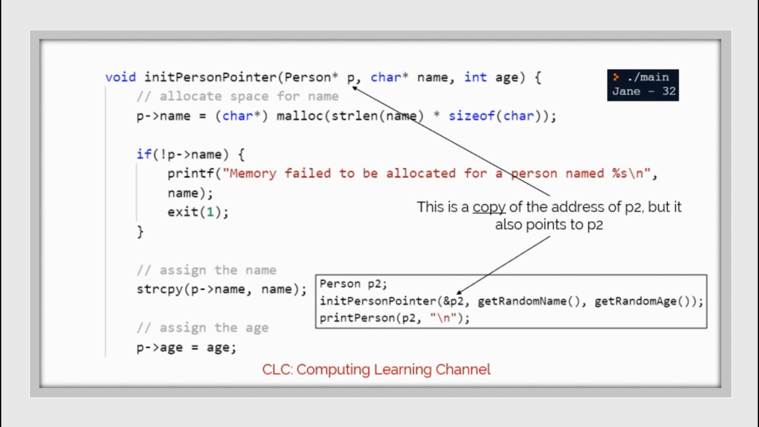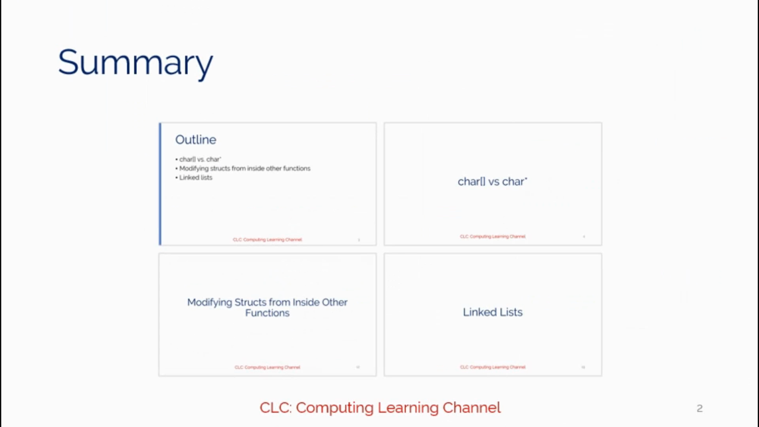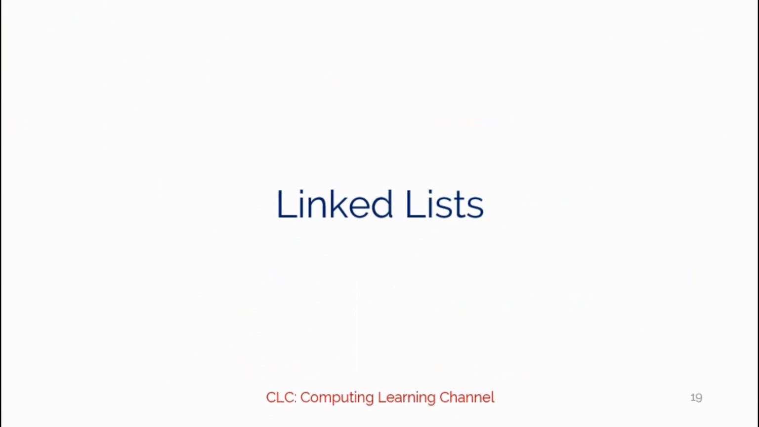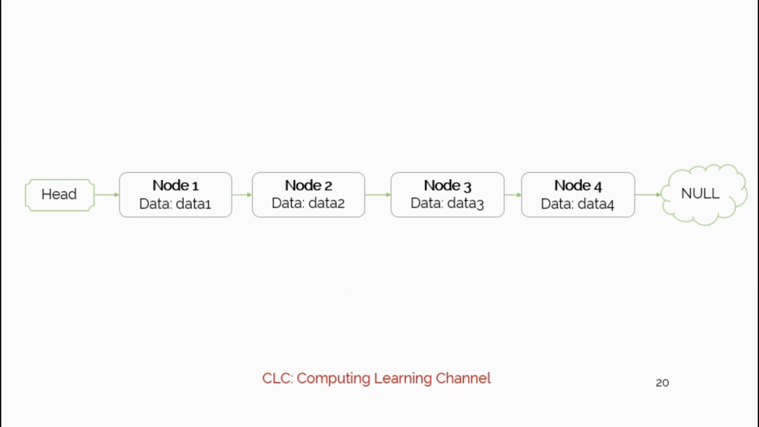If you understood everything we went through so far, then this part of the video will be a piece of cake for you. In this part, we're going to talk about linked lists. In case you don't know, a linked list is a sequence of structs pointing to each other. Here's a diagram that illustrates this. There's a bunch of structs, each of which has a pointer to the next struct.